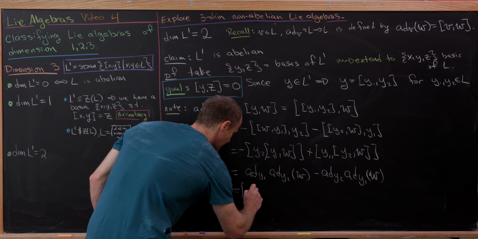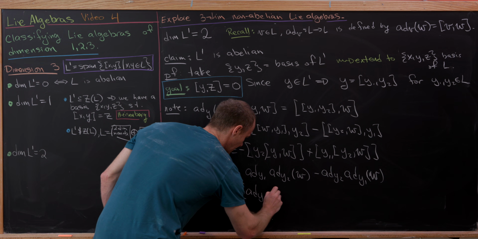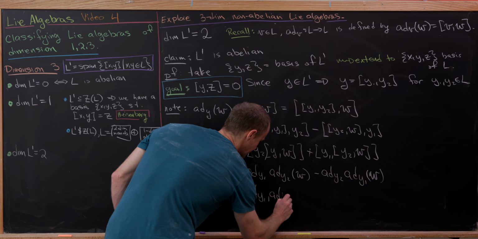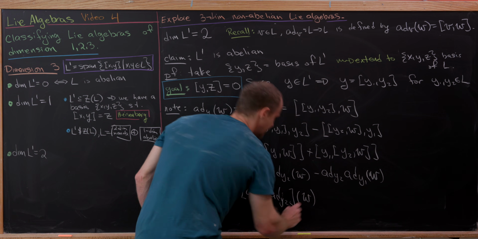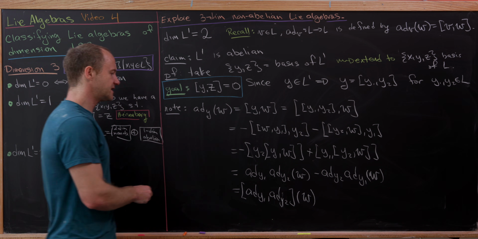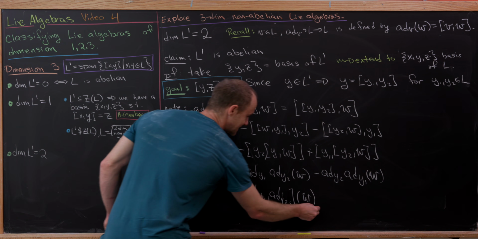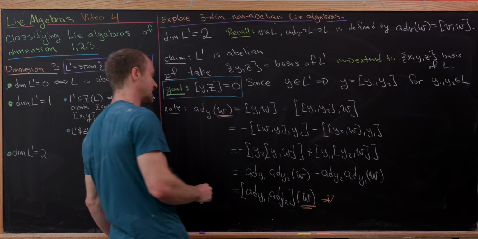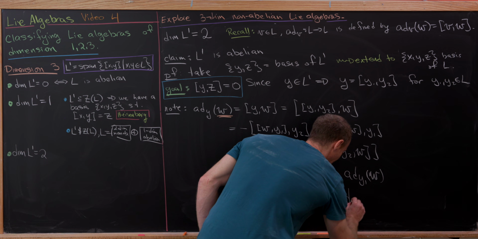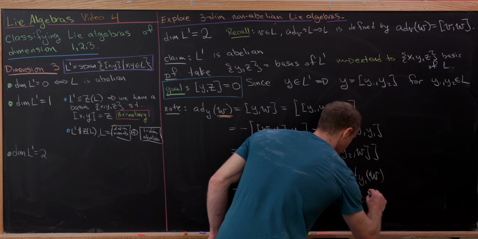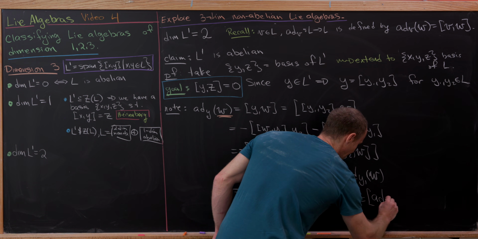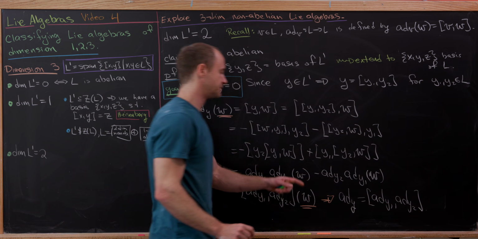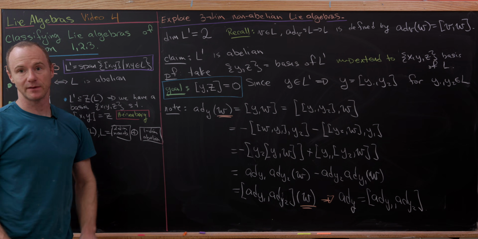In other words, we have the commutator of the adjoint action of Y1 and the adjoint action of Y2 applied to W. But since W was really just like a test vector, that means as maps or as linear transformations, we have the adjoint action of Y is equal to the bracket of the adjoint action of Y1 and the adjoint action of Y2. So let's bring that fact up and see where that takes us.